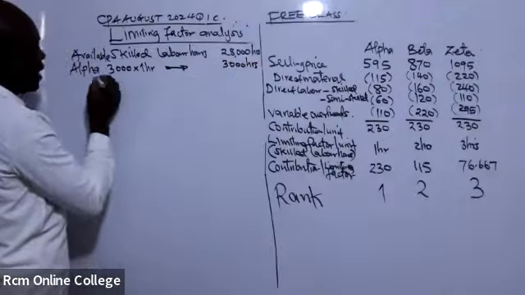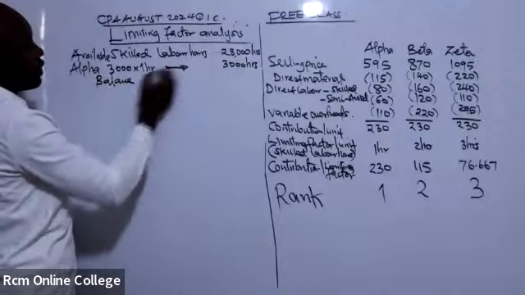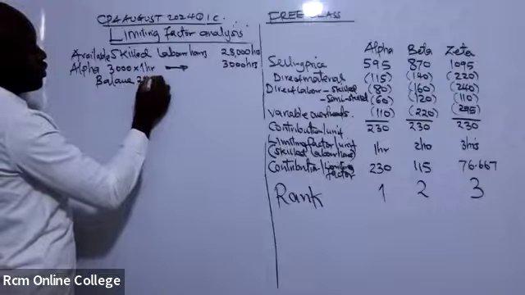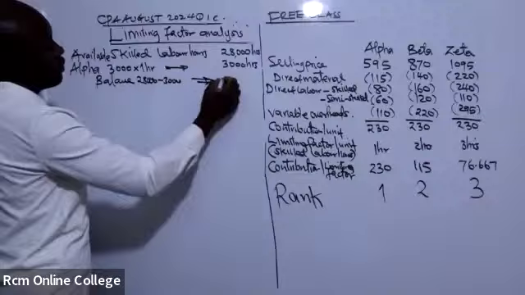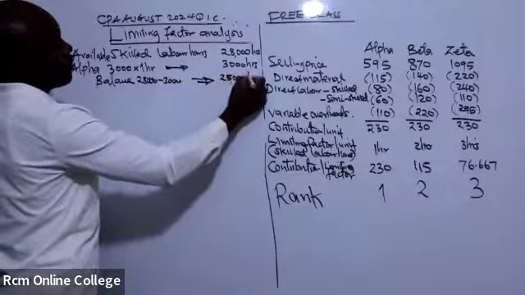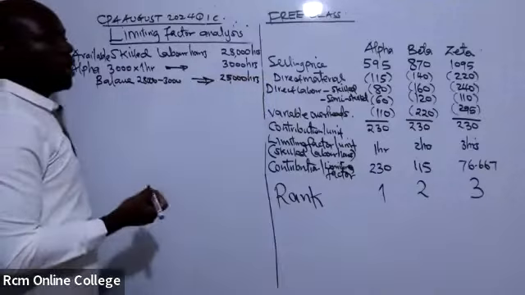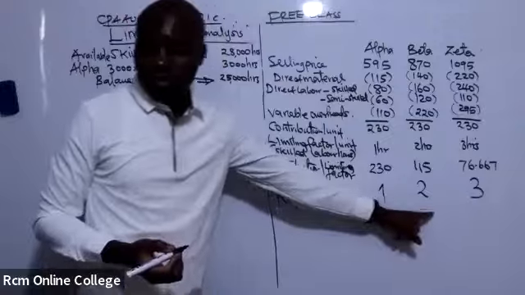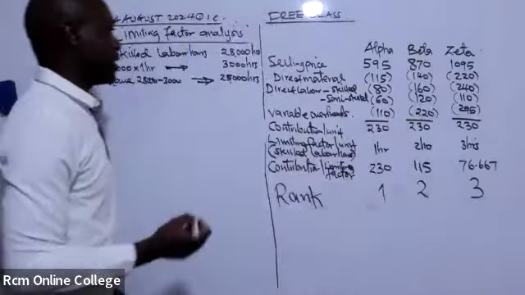Can you get the balance? So the balance will be what is available, 28,000 minus 3,000. That leaves us with a total of 25,000 hours. Product number 2. So we now pick them based on the ranking. Product number 2 is beta.